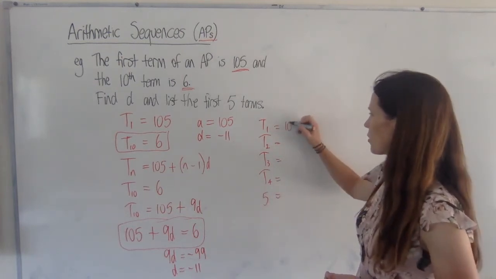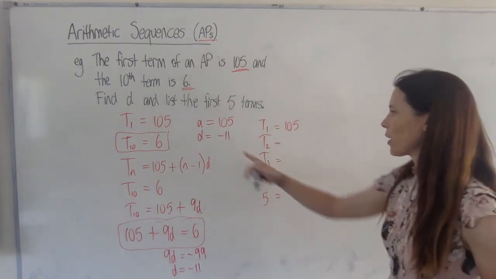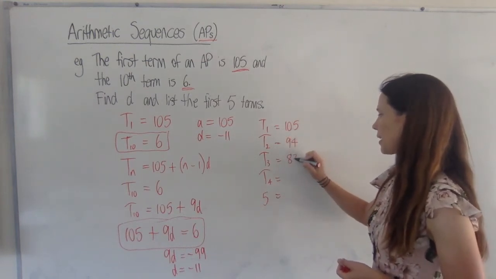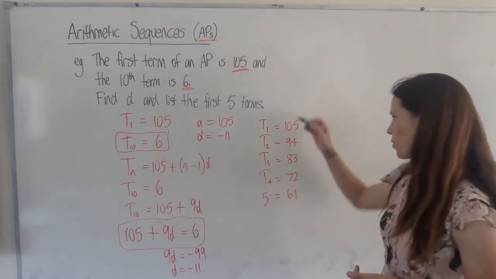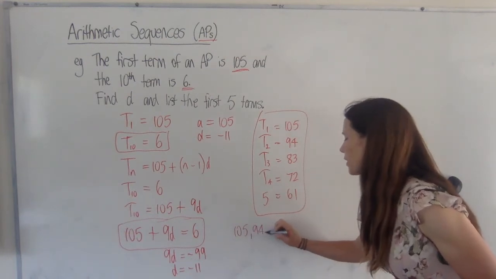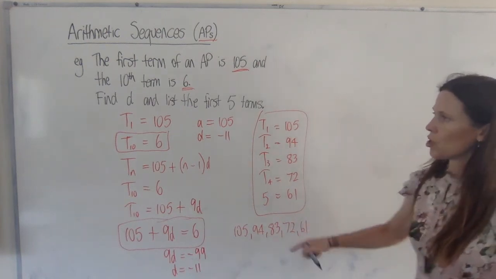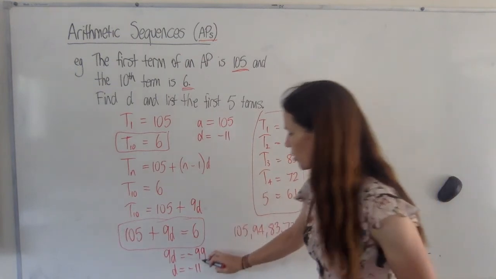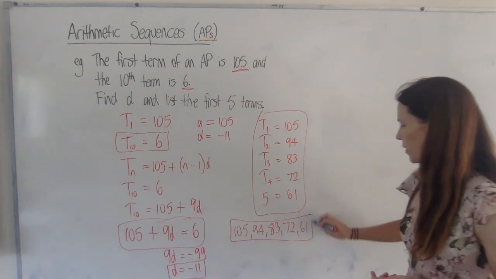Well, we knew the first term, and each time we must now be adding negative 11, which is the same as subtracting 11. So if we just take 11 off this, and keep on taking away 11, it's very easy to generate the terms like that. Or of course, instead of setting them out this way, you could have just listed them with a comma in between, like that. Always check back that you've actually answered the question. Find D. Well, you might want to actually just put a box around it to make it really clear. List the first 5 terms, put a box around that to make that really clear.